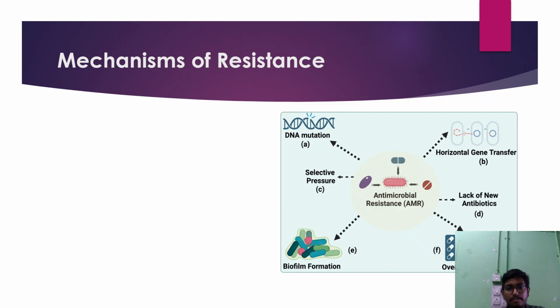So for mechanisms of resistance, I have given a picture showing the different types of microbial resistance, like DNA mutation, selective pressure, biofilm formation, horizontal gene transfer, lack of new antibiotics, or overuse of antibiotics. I have mentioned them clearly one by one. First, enzyme production, for example beta-lactamase producing bacteria, they destroy the penicillin, so producing the resistance. So they are naturally selected due to their resistance.